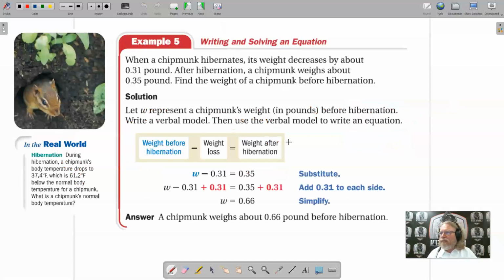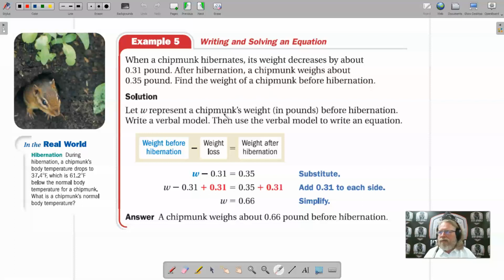And then we come to the chipmunk. So we can use the chipmunk example to talk about how we would have an equation involving decimals. When a chipmunk hibernates, its weight decreases by about 31 hundredths of a pound. Yeah, 0.31, 31 hundredths of a pound. After hibernation, a chipmunk weighs about 35 hundredths of a pound. Find the weight of a chipmunk before hibernation.